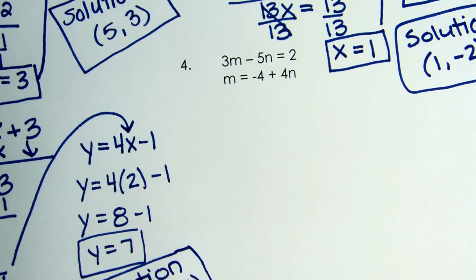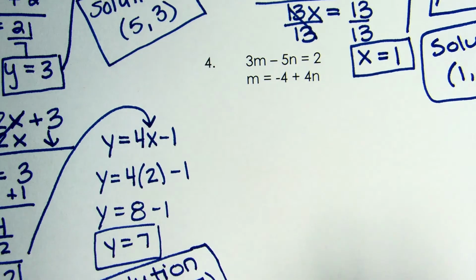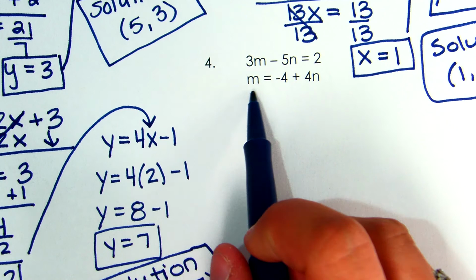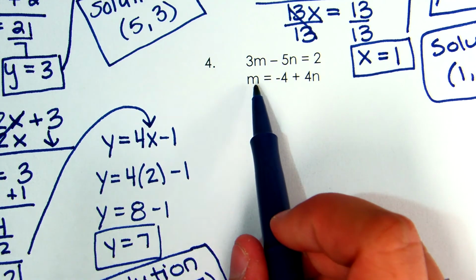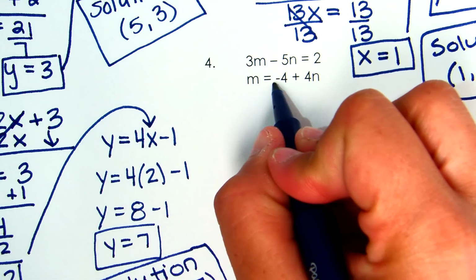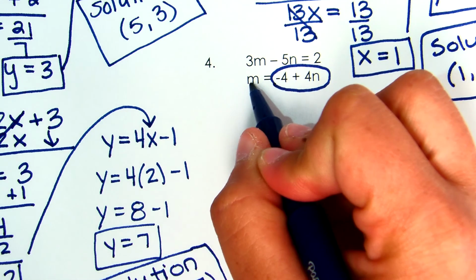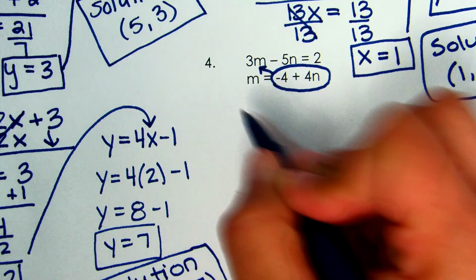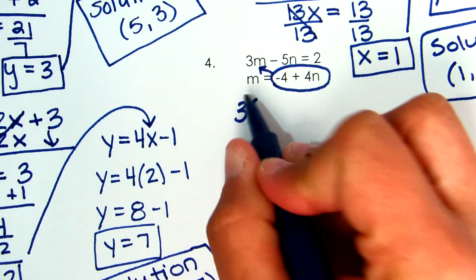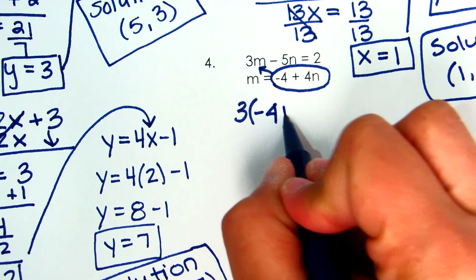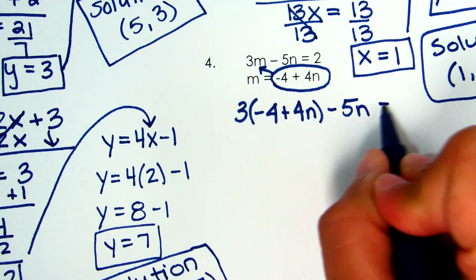Now, my last problem for the homework, I have two equations, 3m minus 5n equals 2, and m equals negative 4 plus 4n. Since m is alone in the second equation, I'm going to take negative 4 plus 4n and plug it in for m because it is equal to m. So 3 times, instead of the m, I have negative 4 plus 4n, minus 5n equals 2.